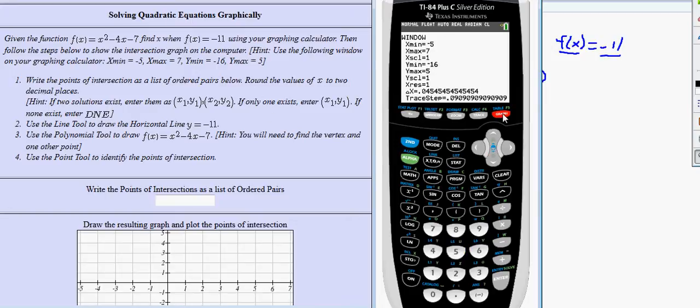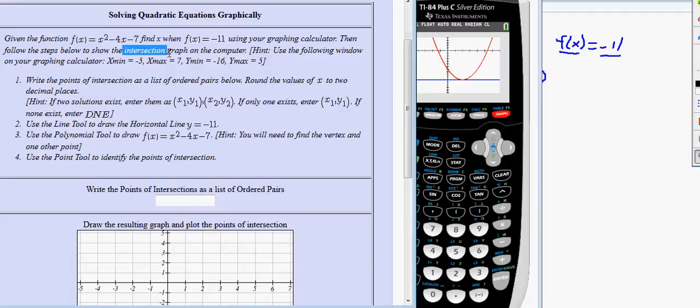Now I can hit graph, and I should be seeing two curves, the horizontal line through negative 11, and a parabola that opens up because a is positive 1. Since it's positive, it should open up. So it looks like we are going to get one or two solutions there. My feeling is there's just going to be one. And you're allowed to use your intersect feature on the calculator to do that. When we get our answers, if two solutions exist, enter them this way, whatever those two numbers come out to be, comma, whatever your second point comes out to be. And if only one exists, which is the case we have here, we'll enter it just as a single point.